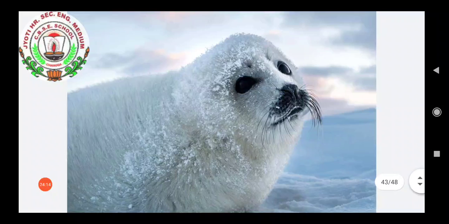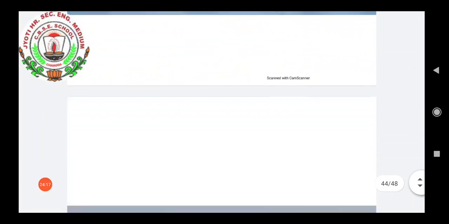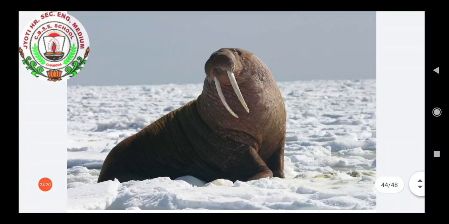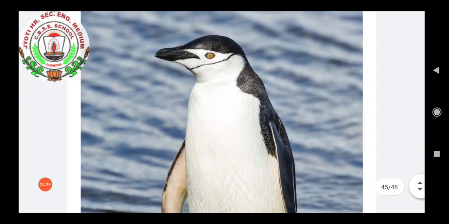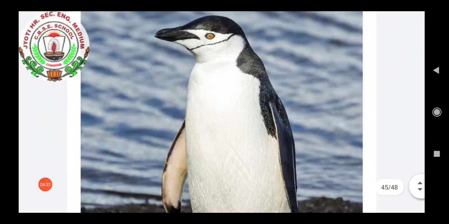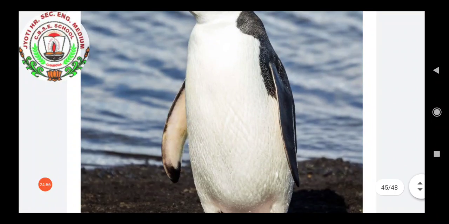Then seals and walruses. This is the picture of a walrus. Okay. So in Antarctica, at least 5 varieties of penguins are also found. See, this is the picture of a penguin. So these 5 varieties of penguins found in Antarctica are permanent residents, and about a dozen more varieties come and go. It means besides these 5 varieties, more than a dozen types of these animals are coming to this place and going out.